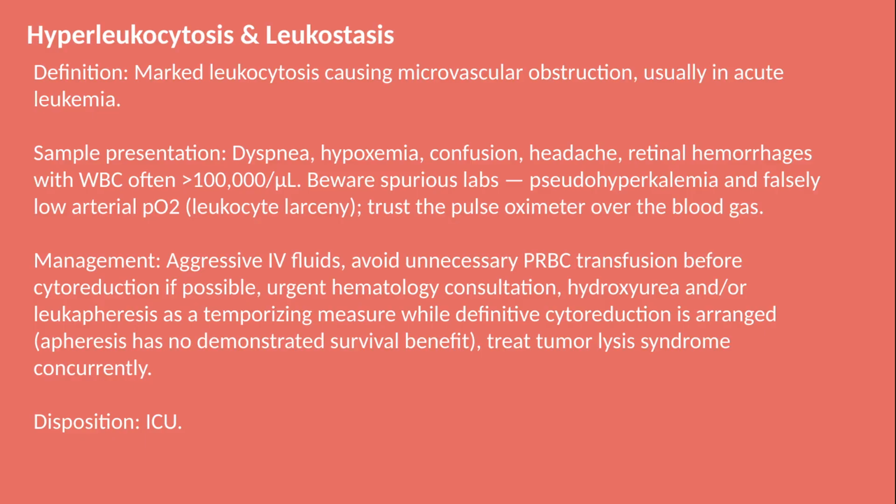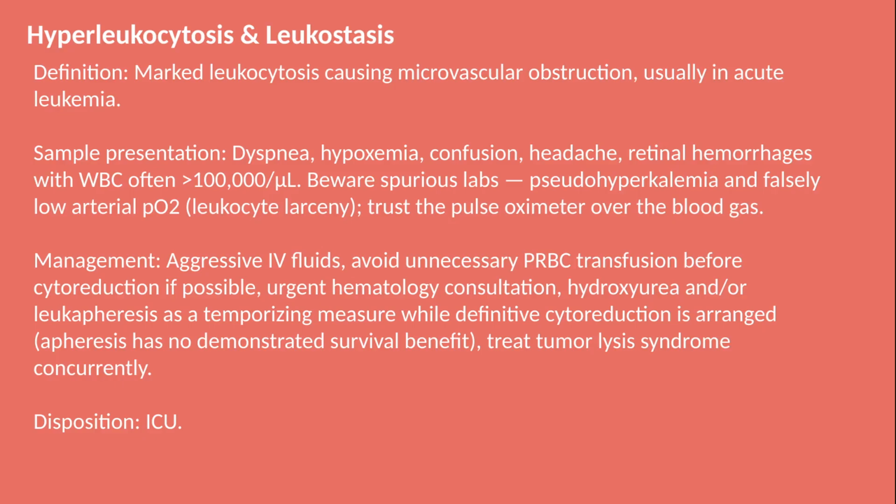Respiratory or neurologic symptoms in a patient with a very high white count constitute an emergency, not a laboratory curiosity. Start aggressive intravenous fluids to reduce viscosity. Then a counterintuitive point. Avoid transfusing packed red cells before cytoreduction unless the anemia is truly critical, because adding red cells raises whole blood viscosity and can precipitate deterioration.